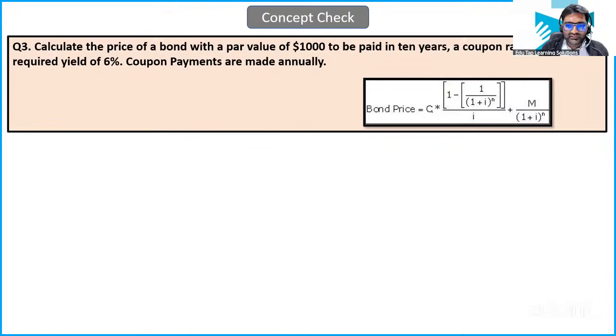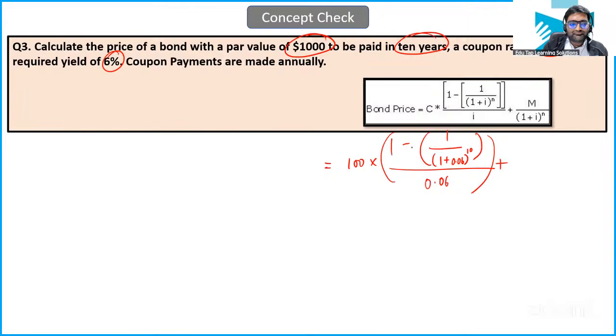Yes, please tell me the answer for this. C into 1, you have to use this formula. How shall we use this formula? What is C over here? You will have to take the coupon payment, 10% of 1000. What is that? 100, isn't it? C value into 1 minus 1 by 1 plus I, of course I is 6%, so you will write it as 0.06, to the power n. What is n over here? The number of years, given as 10 years. All of this divided by 0.06, plus what are we talking about when we say M? What is M here? 1000.